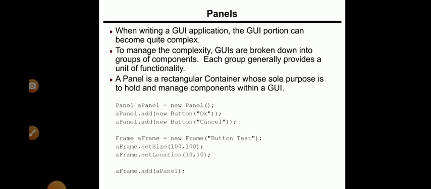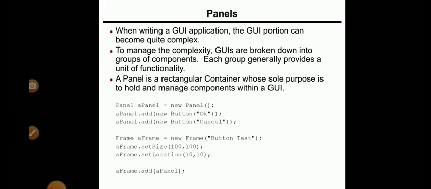And panels. To manage the complexity of a GUI, normally the GUI is broken into several groups of components. Each group is generally provided with a unit of functionality. A panel is a rectangular container whose sole purpose is to hold and manage the components of the GUI. So to manage the components of the GUI, these panels are used.